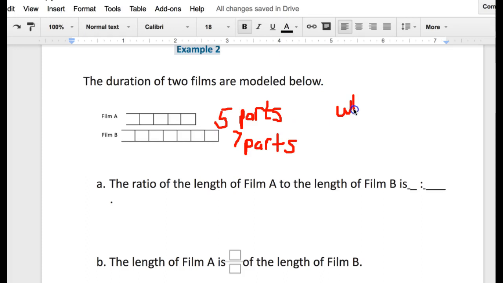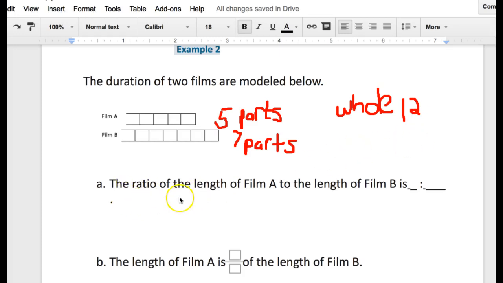So I'm going to write the whole down here, just so that we keep that in mind when we talk about all the parts. Would be 12. We may not need that number right now, but we might need it later on.